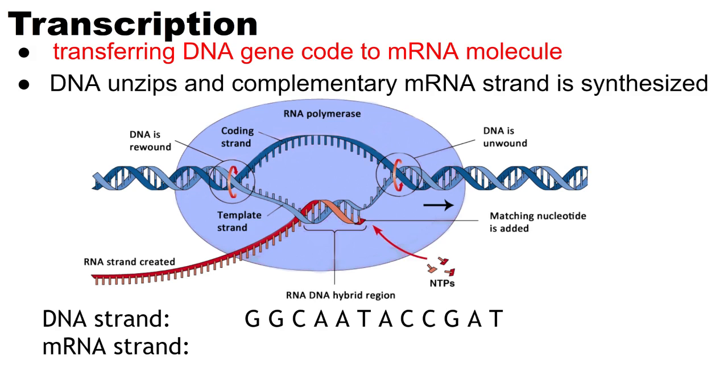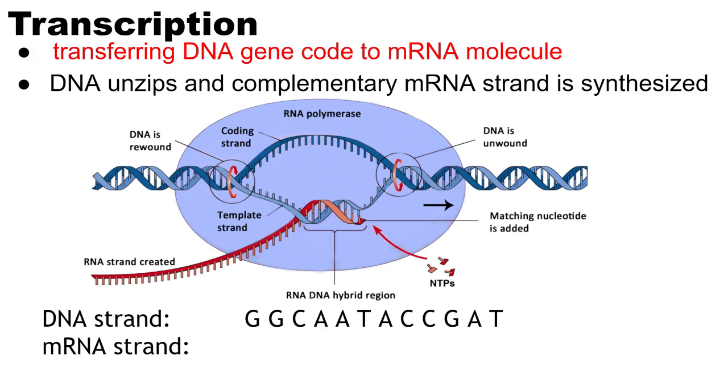I know you have this, but don't look at it for a minute. So, if the DNA gene is this, G, G, C, A, A, T, A, C, C, G, A, T, what is this messenger RNA that's created? What are its bases going to be? If the DNA has a G, what do you think the RNA will have? RNA will have something different.